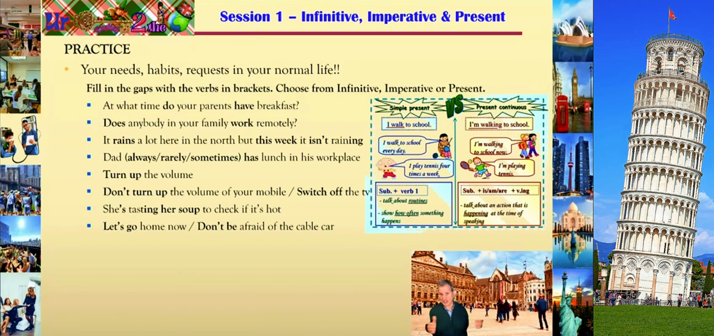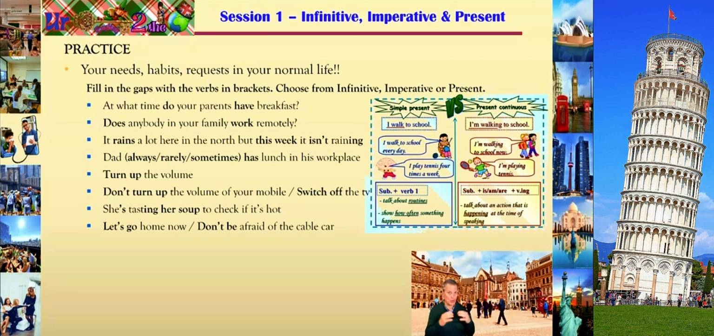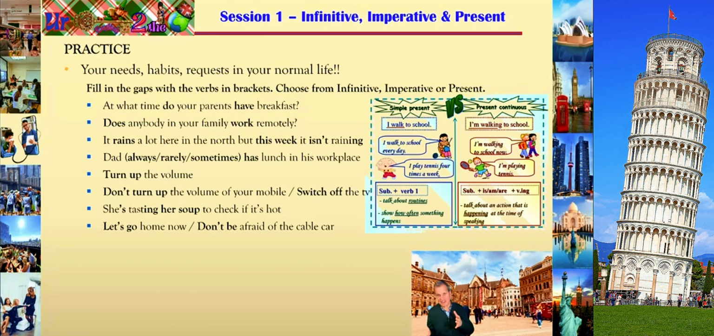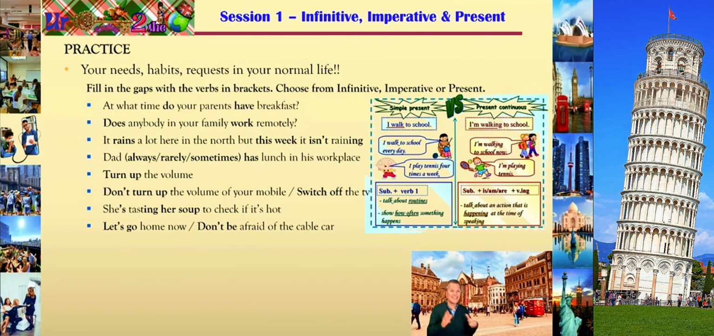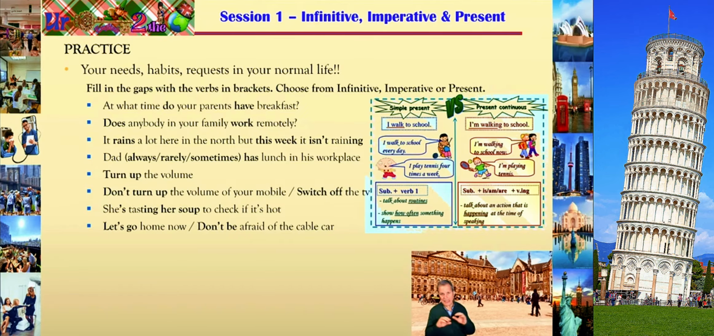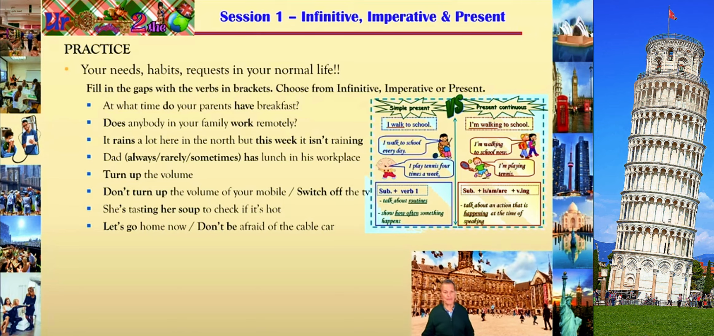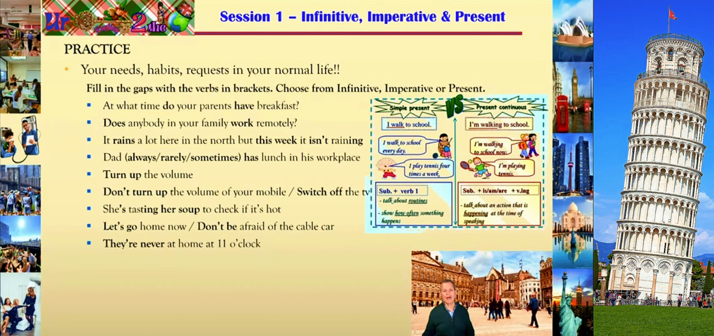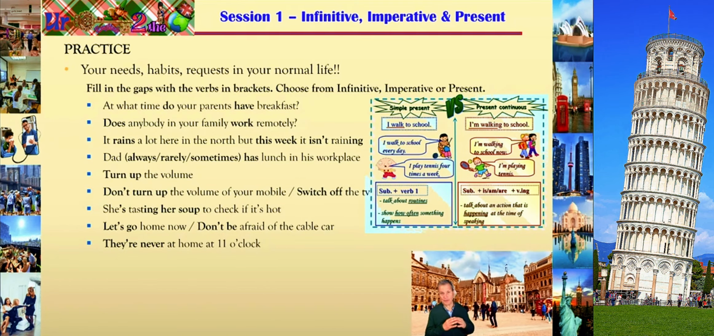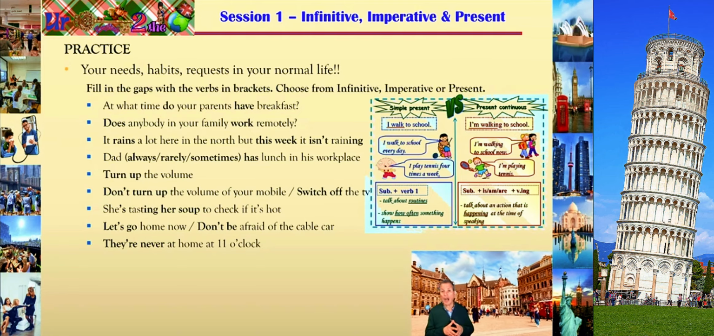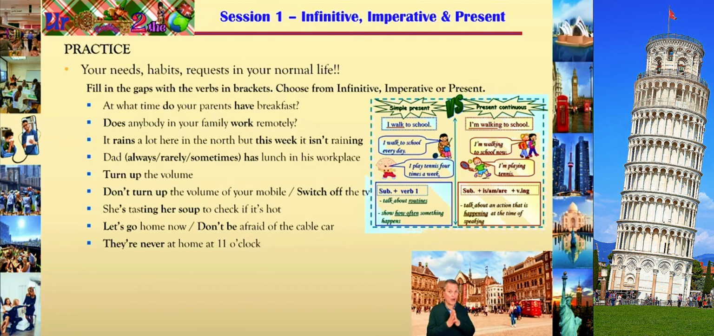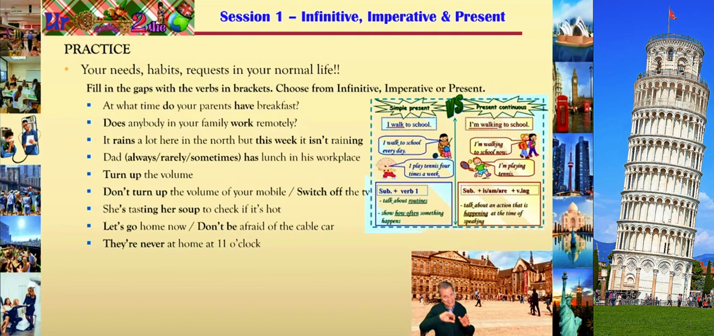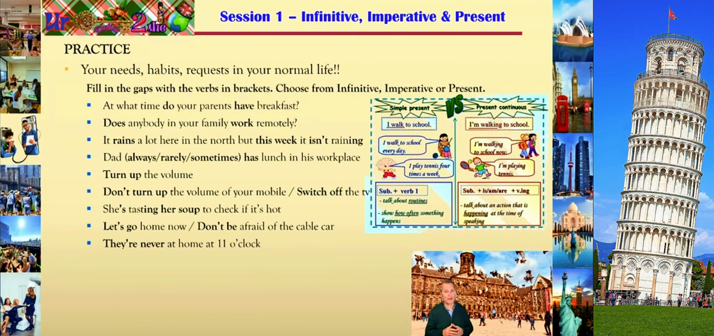In the other cases, as you know, the verb to be always makes negatives and questions directly without any need of an auxiliary verb. They're never at home at 11 o'clock, right? This is the verb to be. There, they are, with the adverb of frequency never, that in this case goes after the verb, as I've already told you.